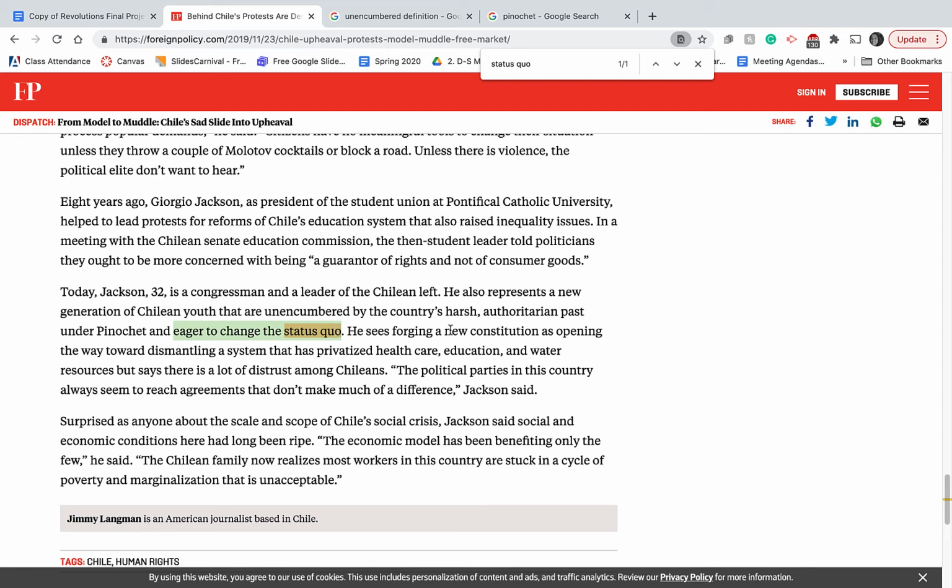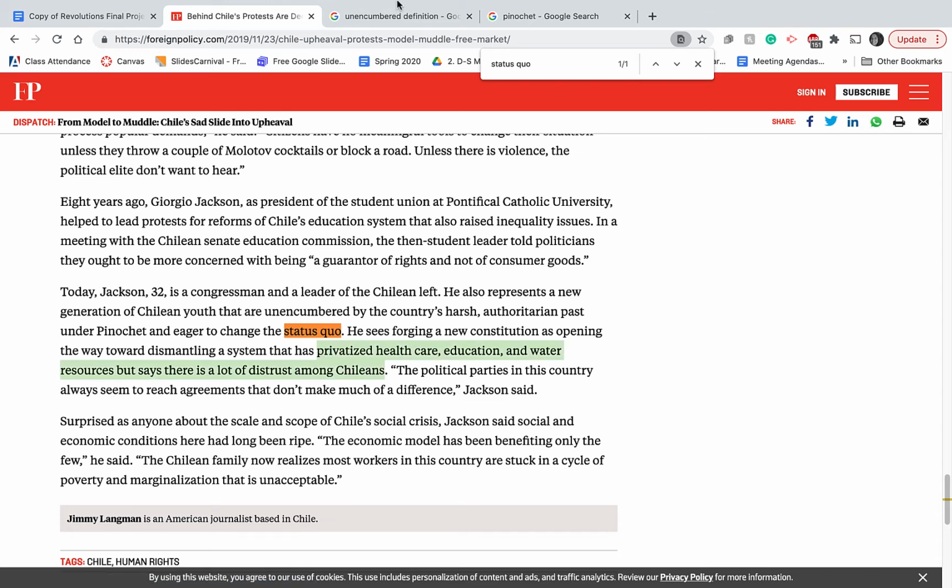Okay, so this means, what is the status quo? Dismantling. So I know dismantling means taking away a system that has privatized healthcare, education, and water resources. Lot of distrust among Chileans. Okay, I need to look up some of these words, but I think this is really good.